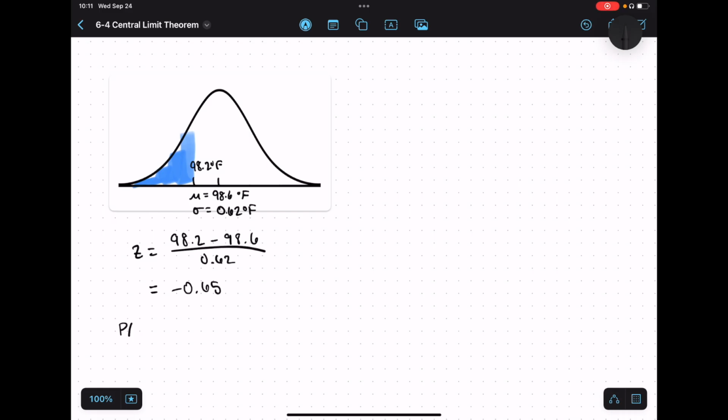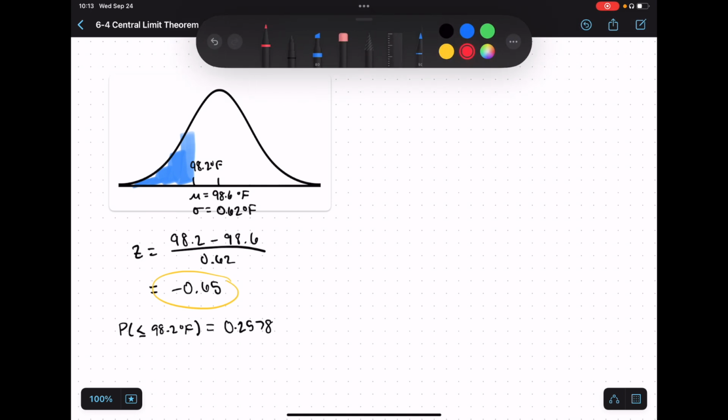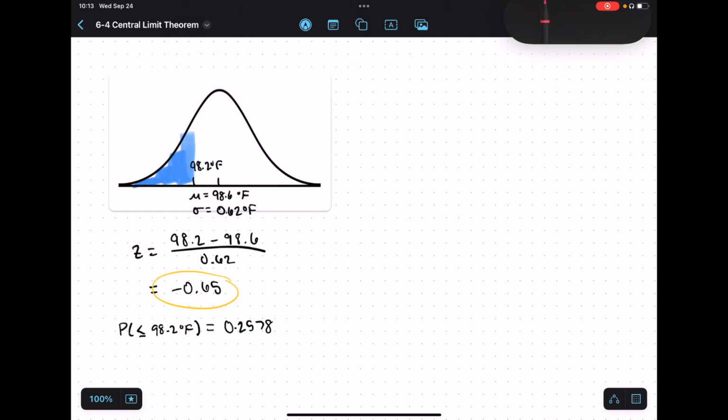This tells us that the probability of a body temperature 98.2 degrees Fahrenheit or below is 0.2578. But because we were looking up the value for a rounded z-score, this is not exact. If we use the norm.dist function in Excel to calculate the exact area under the curve, we get 0.2594.